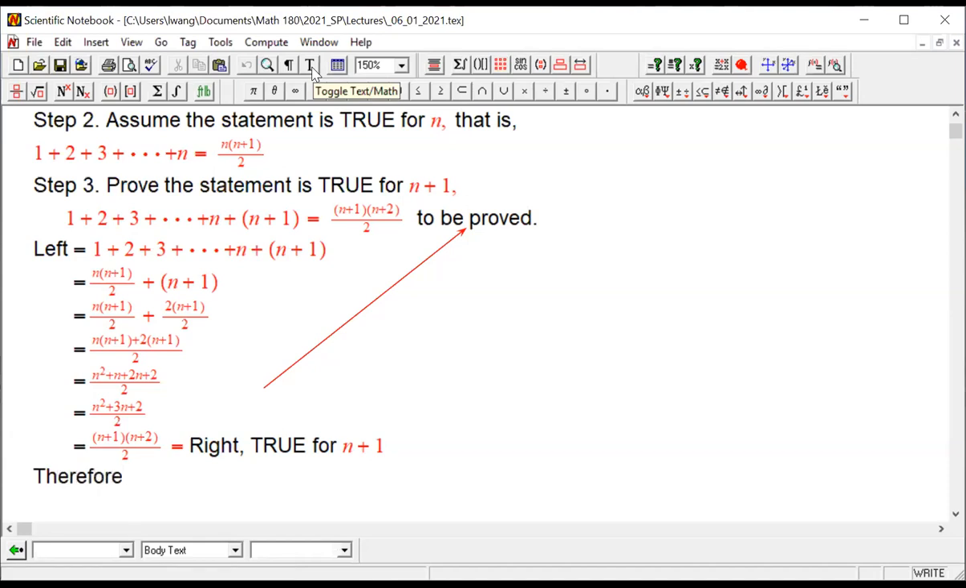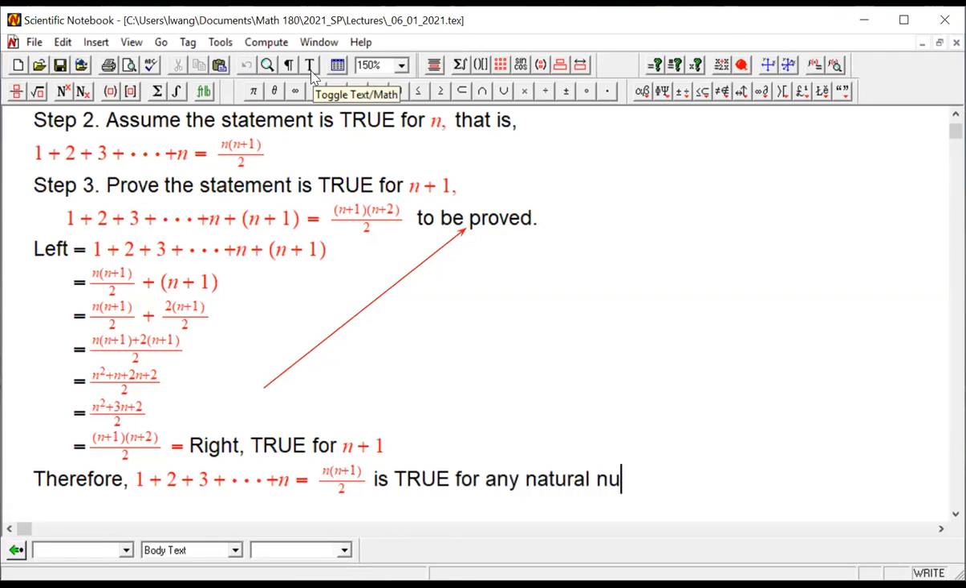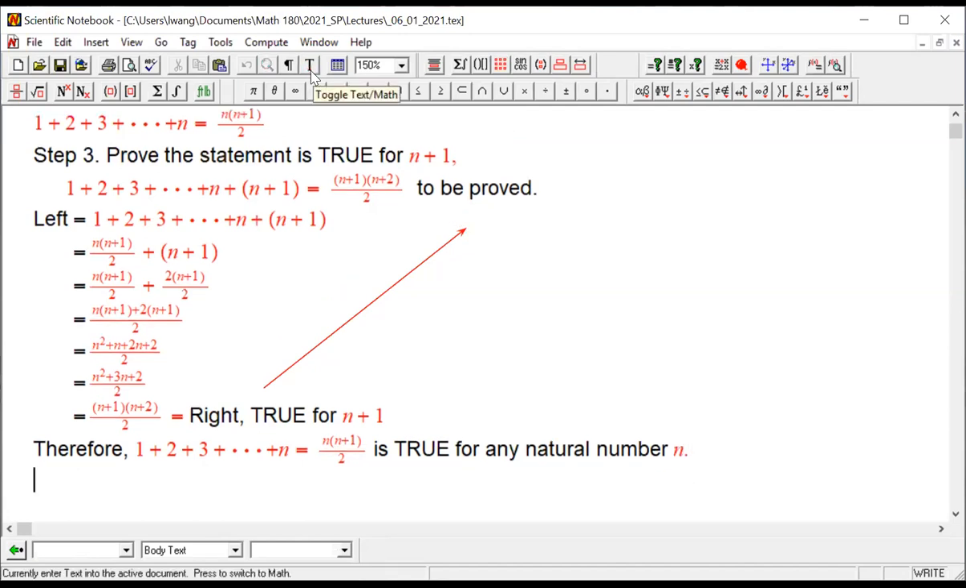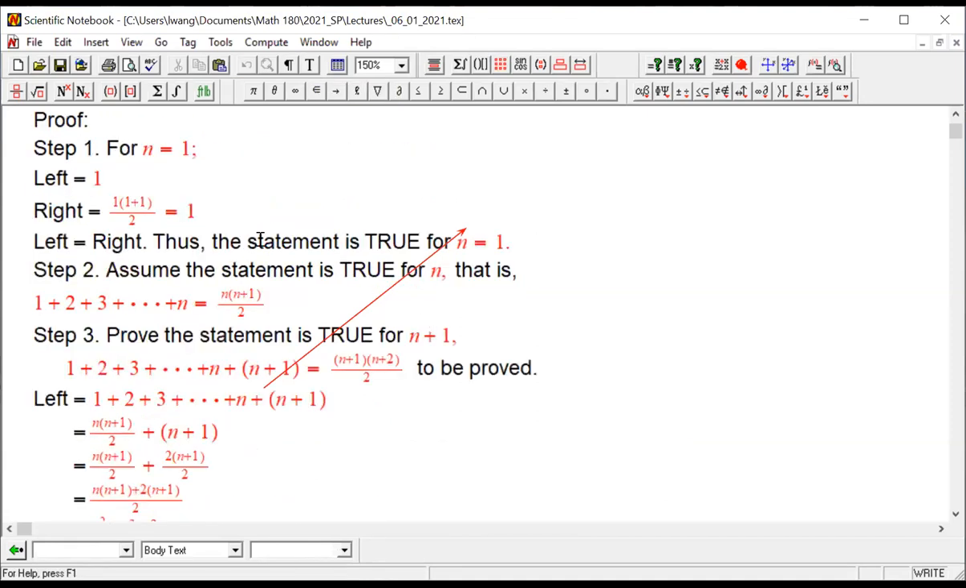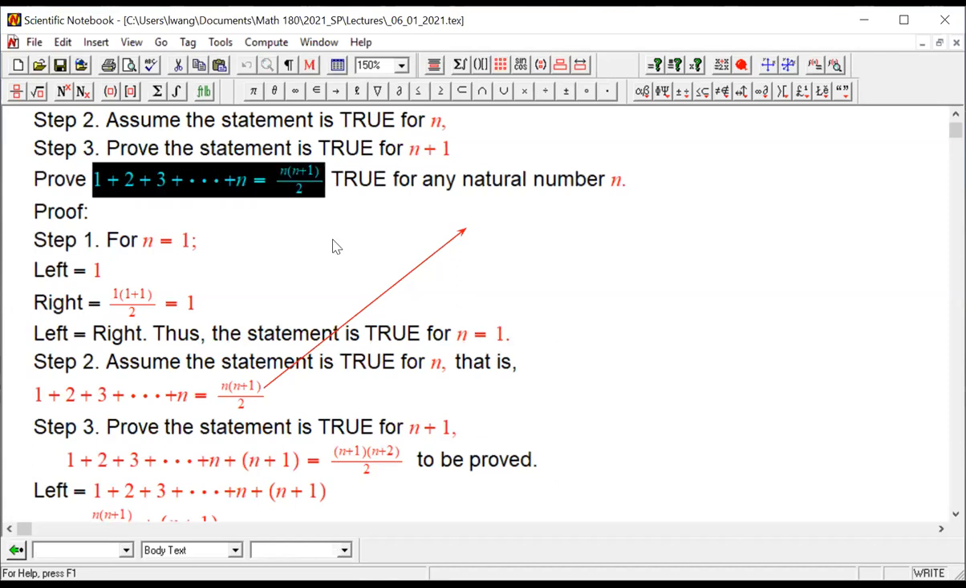Therefore, this statement is true for any natural number n. Okay, so this is the entirety of the proof to this statement. This statement is a formula. You actually get to use it in Calc 1, okay? And there are 2 other formulas that you get to use.